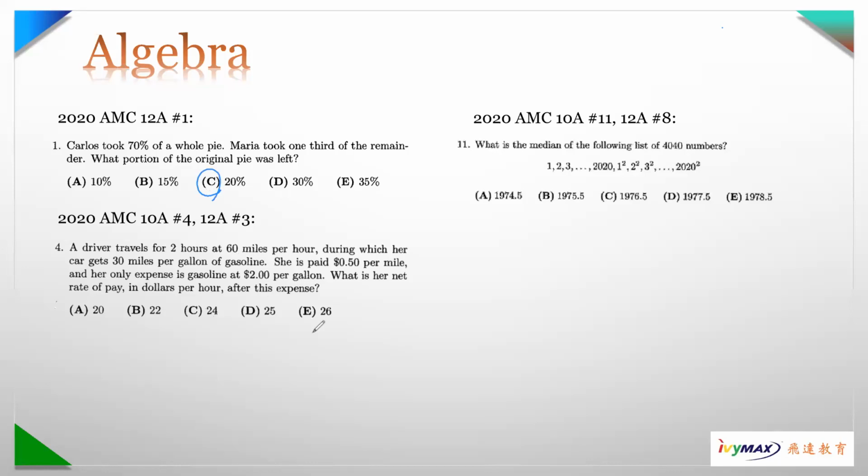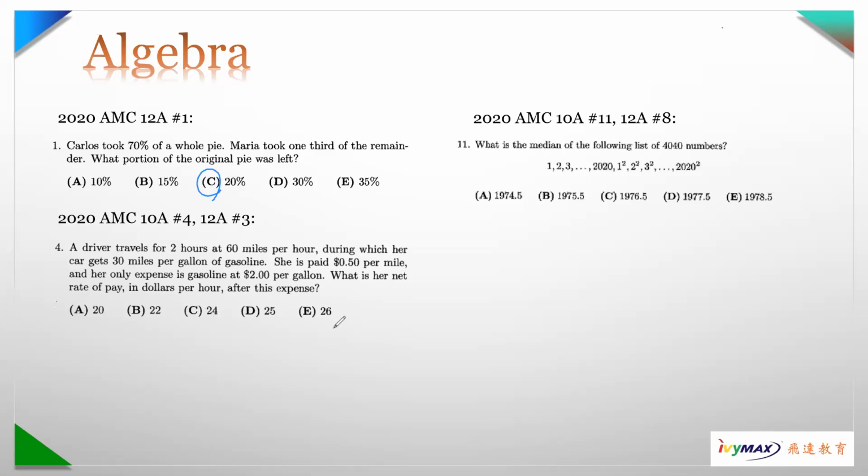All right, next one. This is also a question in common from 10A and 12A. So this is number 4 in 10A and number 3 in 12A. A driver travels for 2 hours at 60 miles per hour, during which her car gets 30 miles per gallon of gasoline. She is paid 50 cents per mile, and her only expense is gasoline at $2 per gallon. So what's her net rate of pay in dollars per hour after this expense?